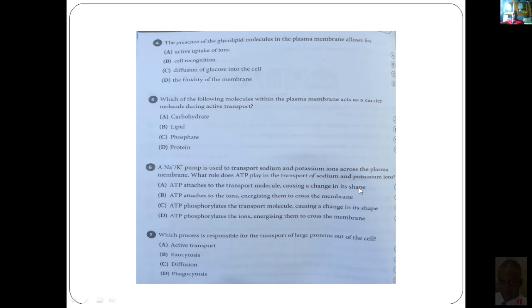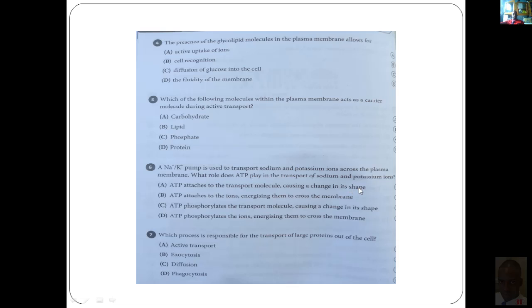Which of the following molecules within the plasma membrane act as a carrier molecule during active transport? It wouldn't be the carbohydrate, wouldn't be the lipid, and it wouldn't be the phosphate, but it would be the protein. So it can be a carrier protein. 6 says a sodium potassium pump is used to transport sodium and potassium across the plasma membrane. What role does ATP play in the transport of sodium and potassium ions?